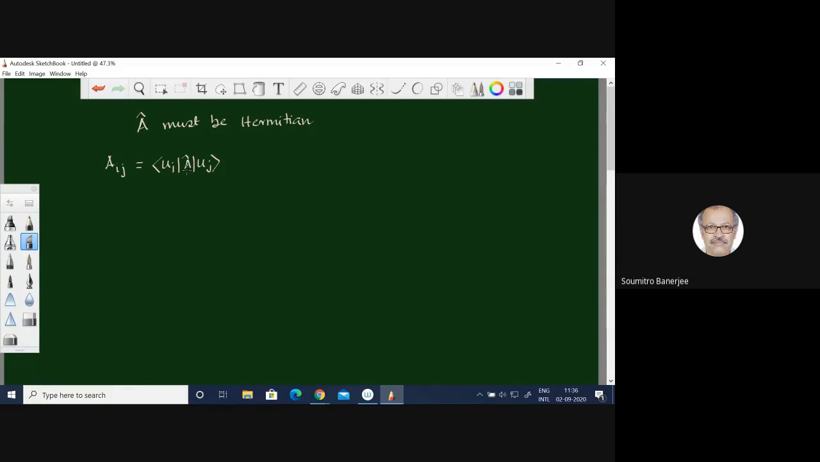Now, since A is Hermitian, presently it is operating on the right hand side, and we can now bring it to the left hand side. So because of the Hermitian property, we can write it as <A U_i|U_j>, A operating on U_i, then U_j.